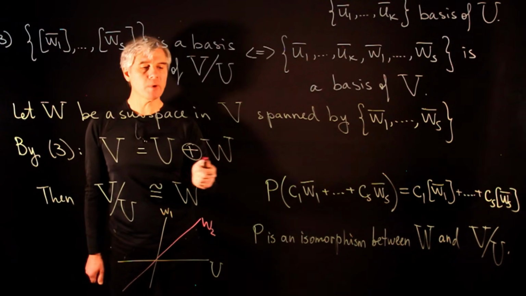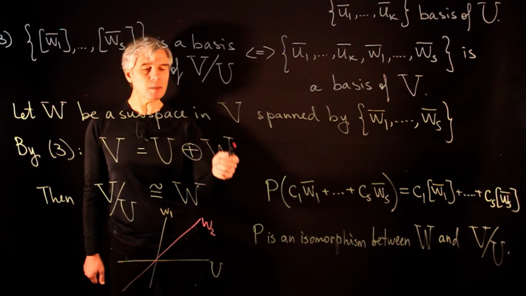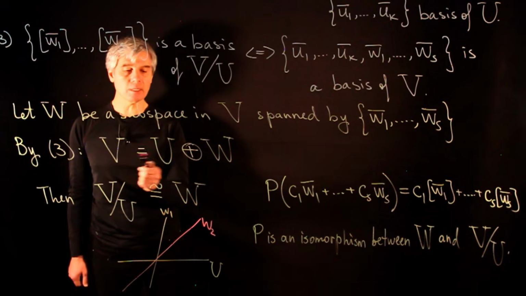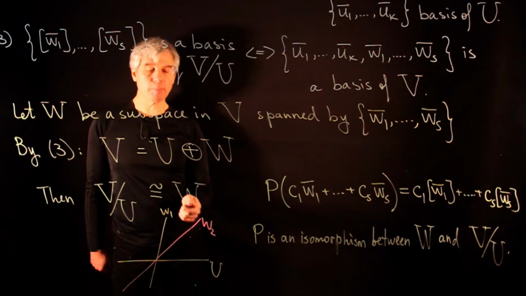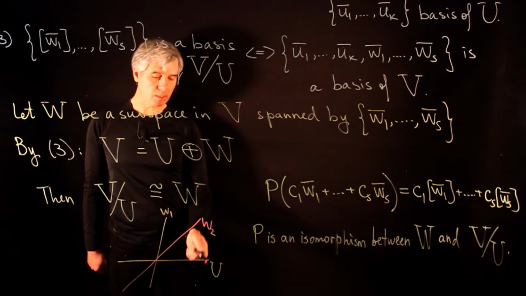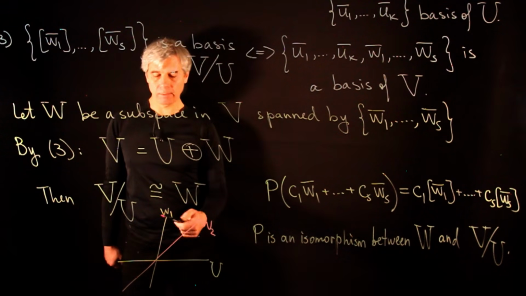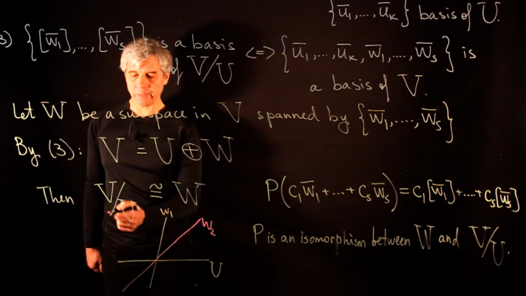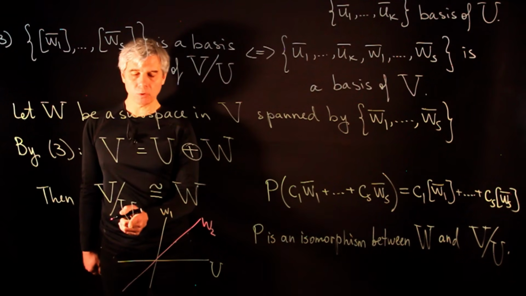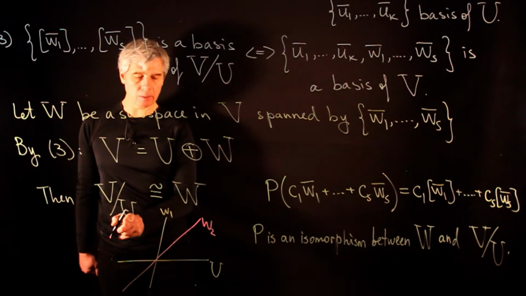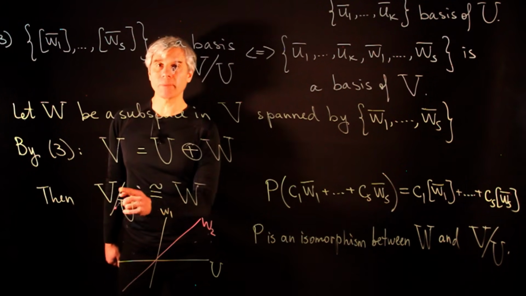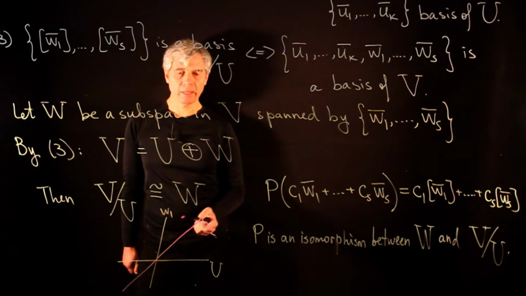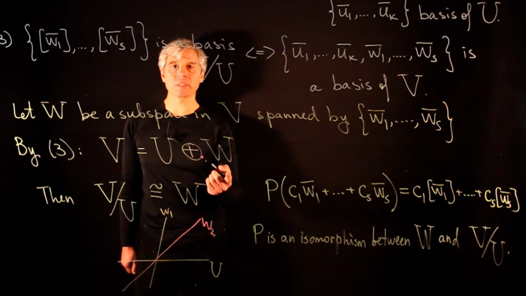We point out, however, that this subspace W is not determined by V and U. We have many ways to choose a subspace in V which is complementary to the given subspace U. So whereas the quotient space V quotient by U is determined just by V and U, the subspace W is not uniquely determined by these two spaces. And the choice of this complement is not canonical.